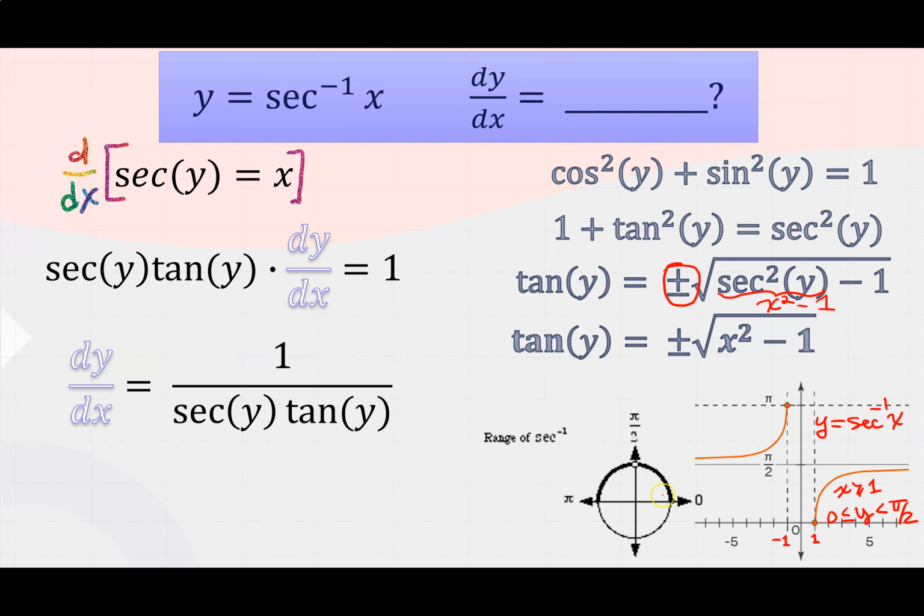And we know in the first quadrant, which is this part right here, sine is positive, cosine is positive, so tangent of y is positive. Okay, tangent of y is positive. Okay, so when x is greater than or equal to 1, tangent of y is positive.